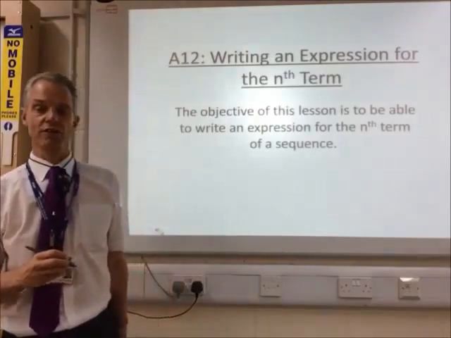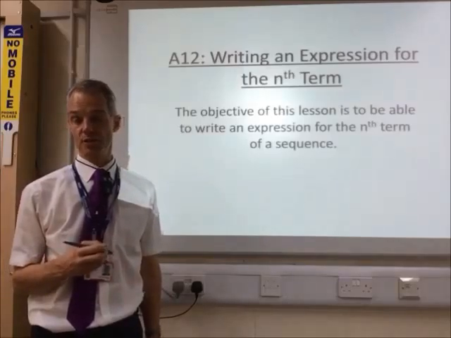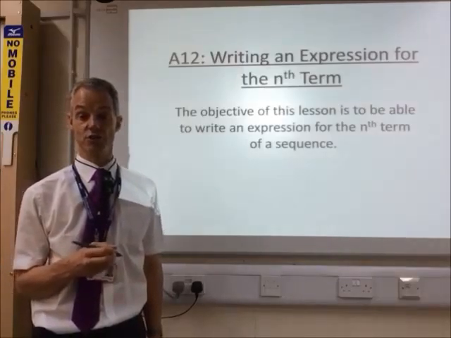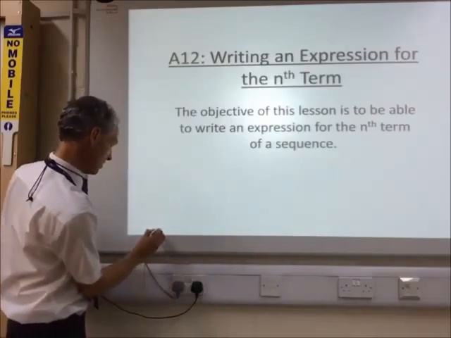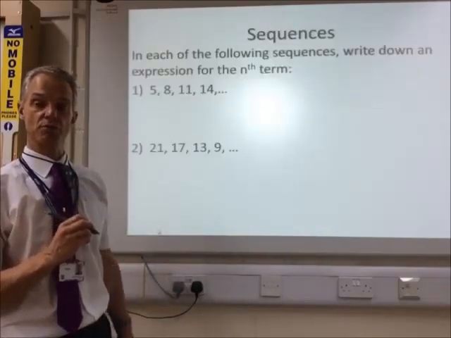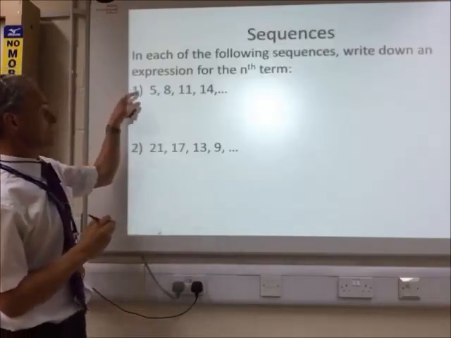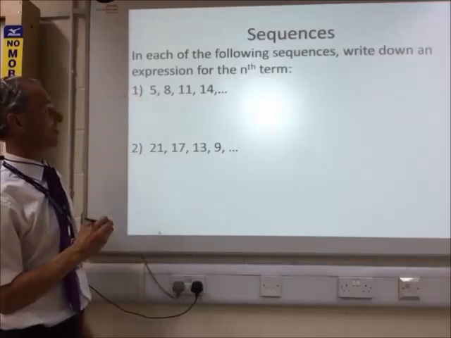Okay, so in this lesson we're actually given a sequence and the objective is to be able to write down an expression for the nth term of that sequence. Okay, so let's go through some examples to see how we actually go about doing that. So here's our first sequence here, 5, 8, 11, 14.